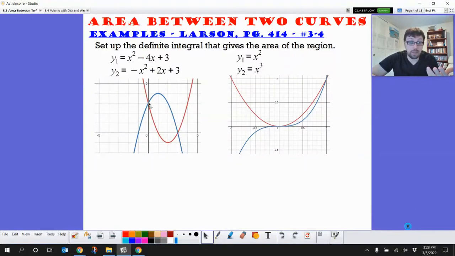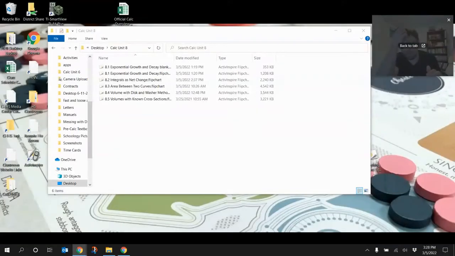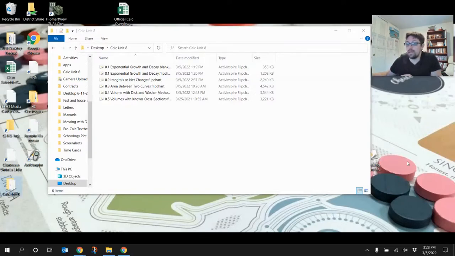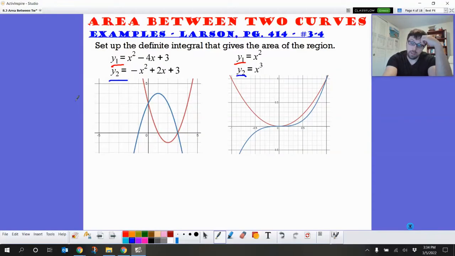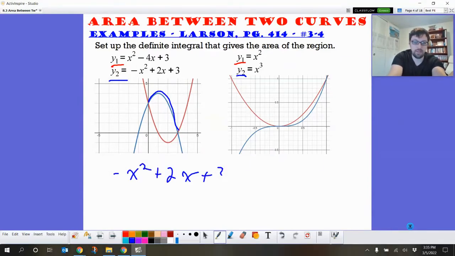So in this problem, our top function is this blue curve. So we want to write that. Ugh, that was annoying. Okay, well, we want to do our top curve, which is this blue curve right here, and that's negative x squared plus 2x plus 3. Then we want to subtract away whatever our bottom curve is, which is this red piece. So that is the x squared minus 4x plus 3.